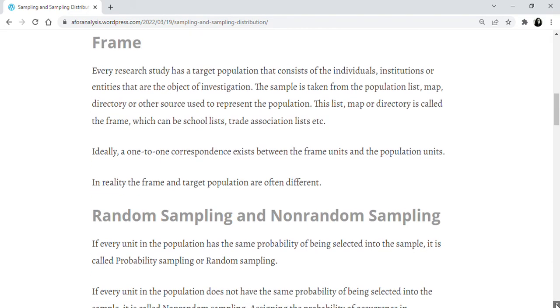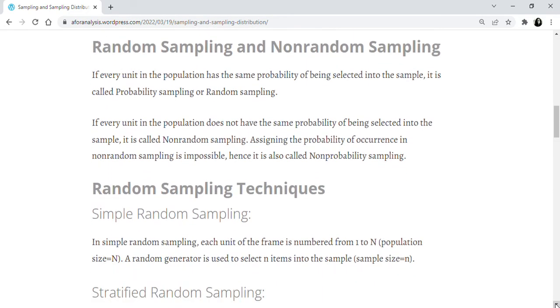Next, we have random sampling and non-random sampling. If every unit in the population has the same probability of being selected into the sample, it is called probability sampling or random sampling. It means every sample will be as random as possible. There is no chance that one entity has a greater probability of getting selected than another entity.